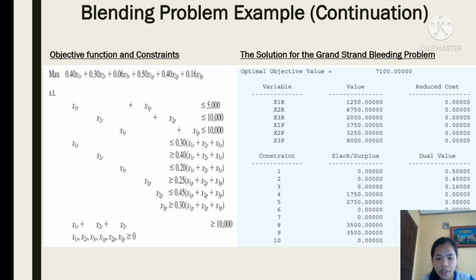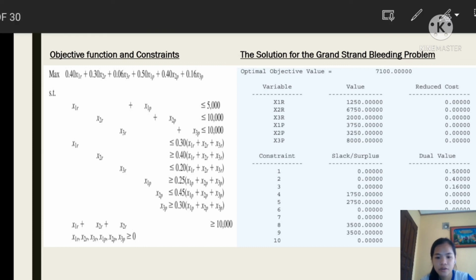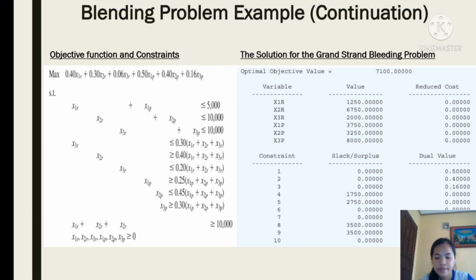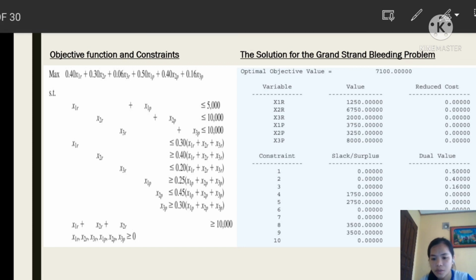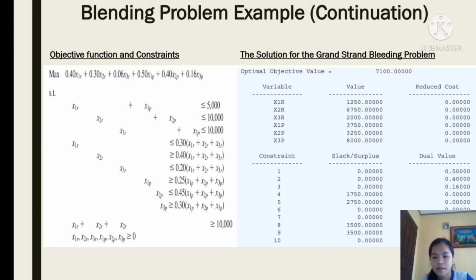And for constraint 8, its slack or surplus value is 3,500 and its dual value is 0. For constraint 9, its slack or surplus value is 3,500, and its dual value is 0. And for the last constraint, constraint 10, its slack or surplus value is 0 and its dual value is negative 0.1000. And that's all of my report.